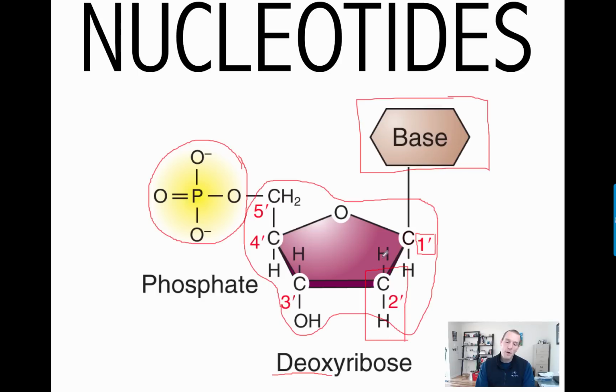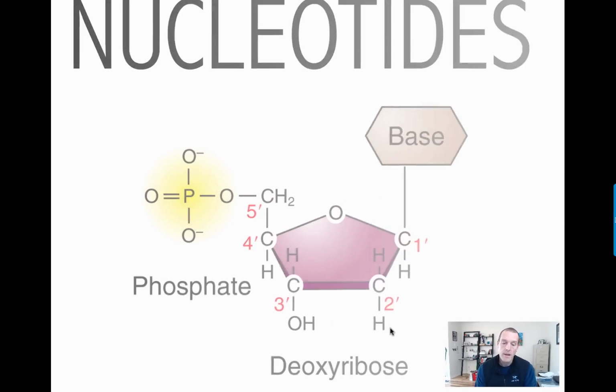So the important part about the deoxyribose nucleotide is that the 2' carbon only has this hydrogen here. This hydrogen down here identifies this sugar as deoxyribose. And we'll compare that to what we see in an RNA nucleotide in a moment.